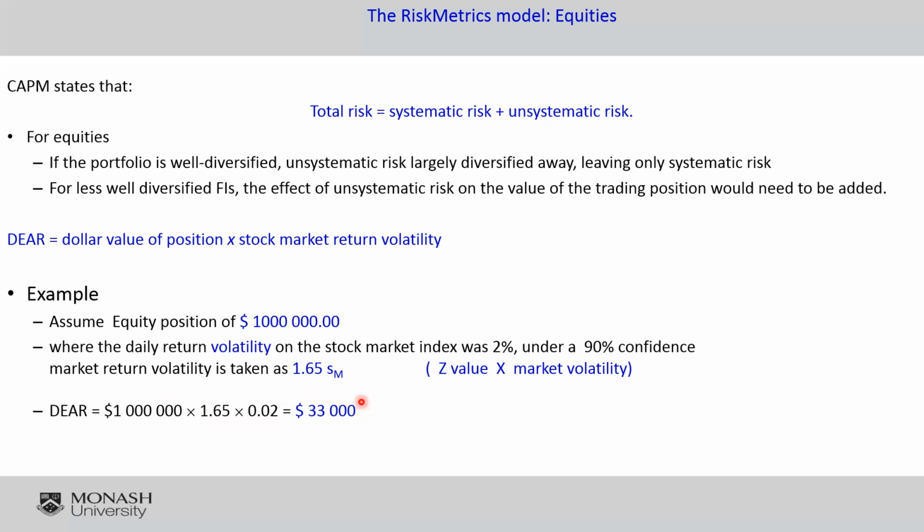So the market return volatility is taken as 1.65 standard deviations. So the Z value times the market volatility times the position of 1 million. This is 1.65 under 90% confidence, and this is actually the volatility of the index of the market. So this is what I will lose, 33,000. You can use 95, you can use 99, it's up to you. You just change the Z value, and it can be changed easily. But the most important thing is actually the volatility here.